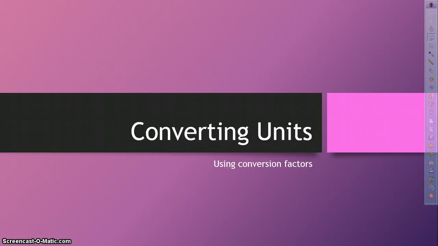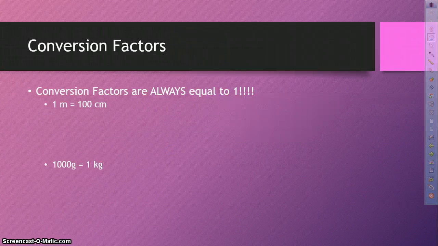In this section, we're going to talk about converting units using conversion factors. A conversion factor is a fraction that is equal to 1 that we multiply by a measurement to get a different type of measurement. They are always equal to 1. And here's how we derive conversion factors.